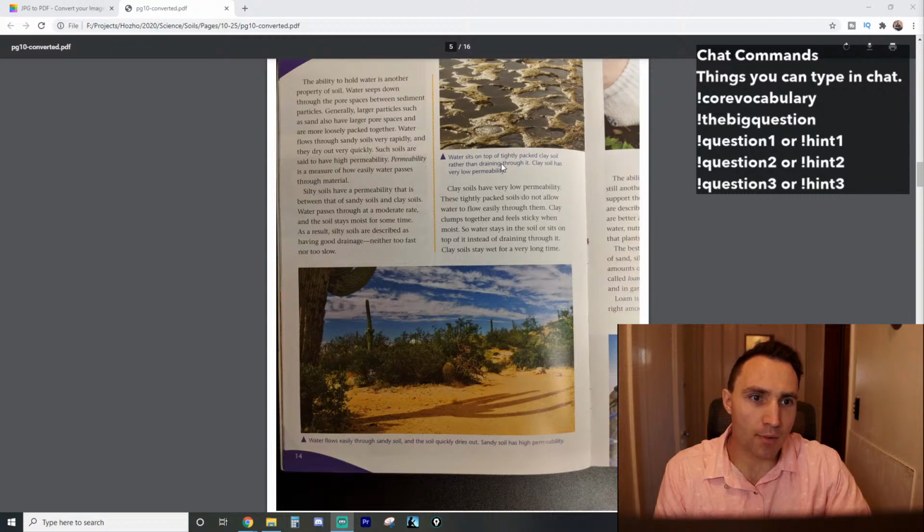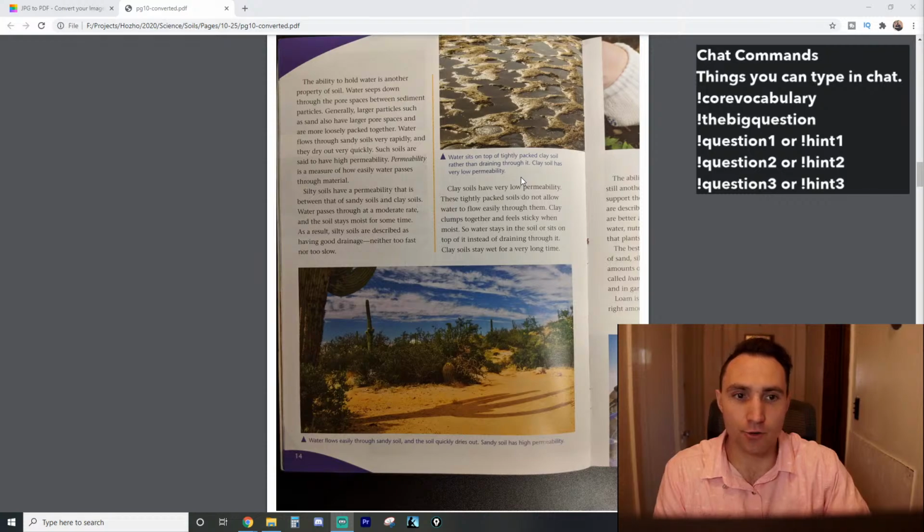Water sits on top of tightly packed clay soils rather than draining through it. Clay soils have very low permeability, meaning water can't easily pass through it. It takes a long time. Clay soils have very low permeability. These tightly packed soils do not allow water to flow easily through them. Clay clumps together and feels sticky when moist, so water stays in the soil or sits on top of it instead of draining through it. Clay soils stay wet for a very long time.